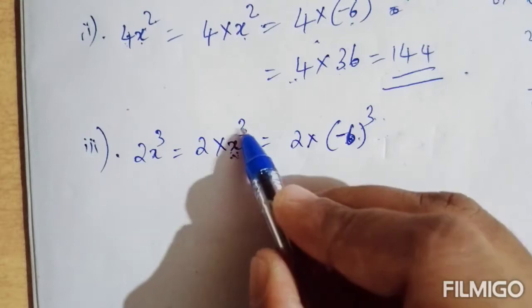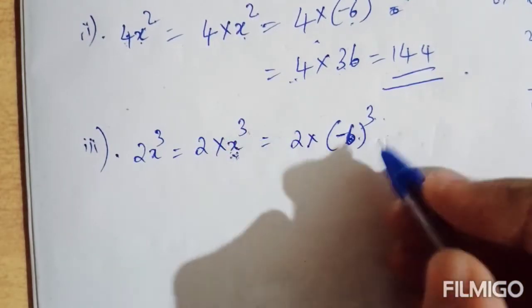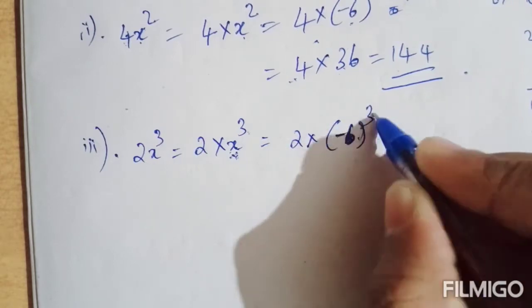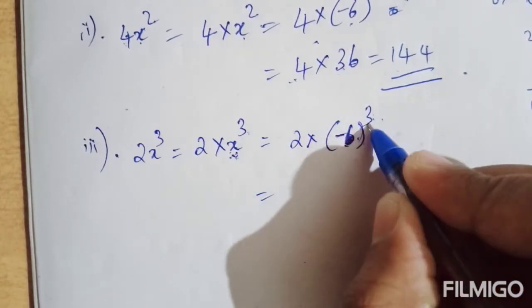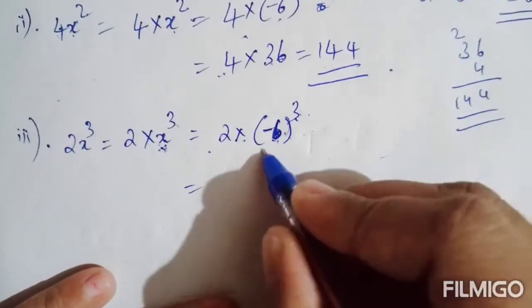X cube എന്ന് പറയുമ്പോൾ എക്സിൻ്റെ വാല്യൂവിനെയാണ് ക്യൂബ് ചെയ്യേണ്ടത്. സോ minus 6 whole cube. First you have to find that, then only you can do multiplication. So minus 6 whole cube.